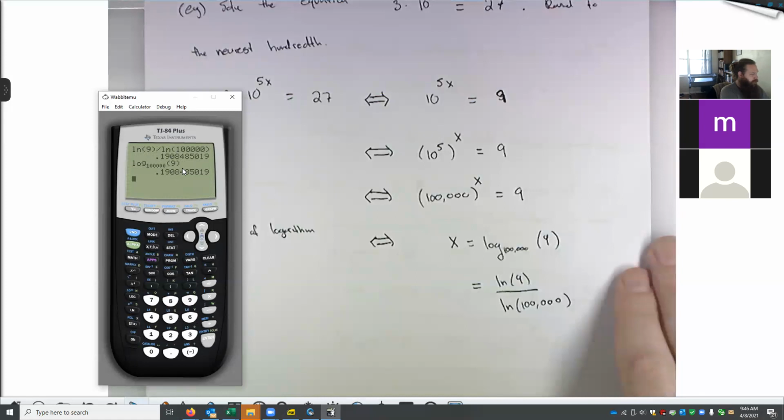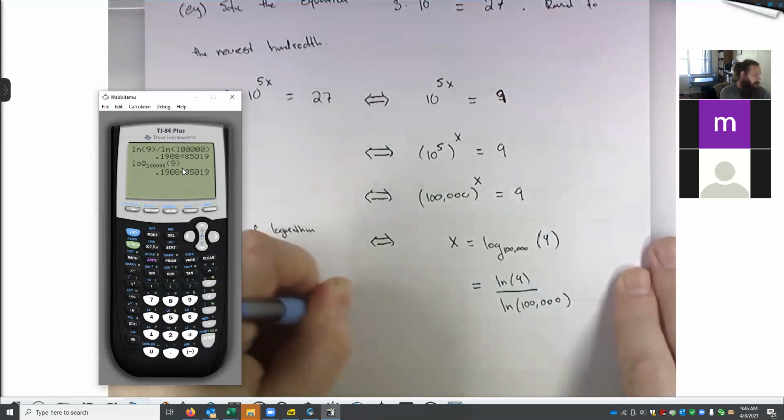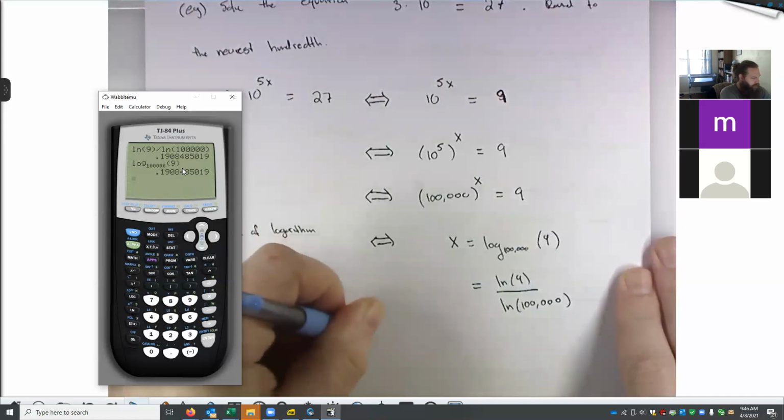So if you're asked for the exact answer, you'd say it's either the log base 100,000 of 9 or ln 9 over ln of 100,000.